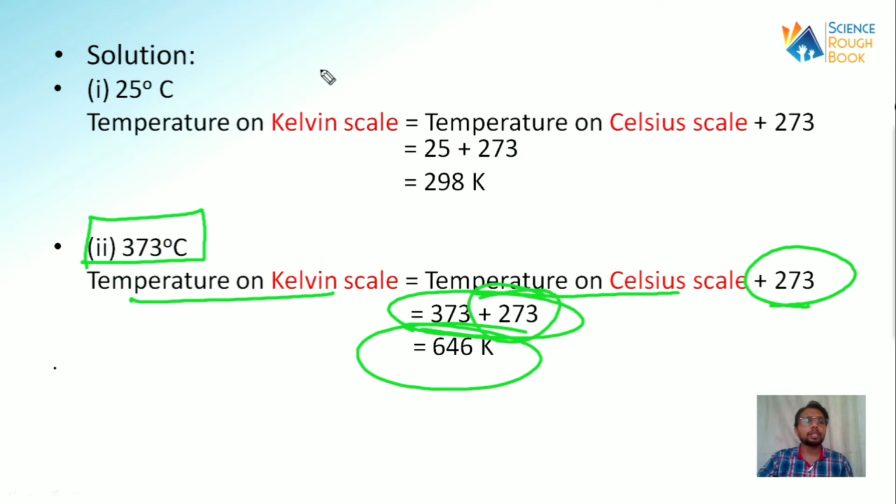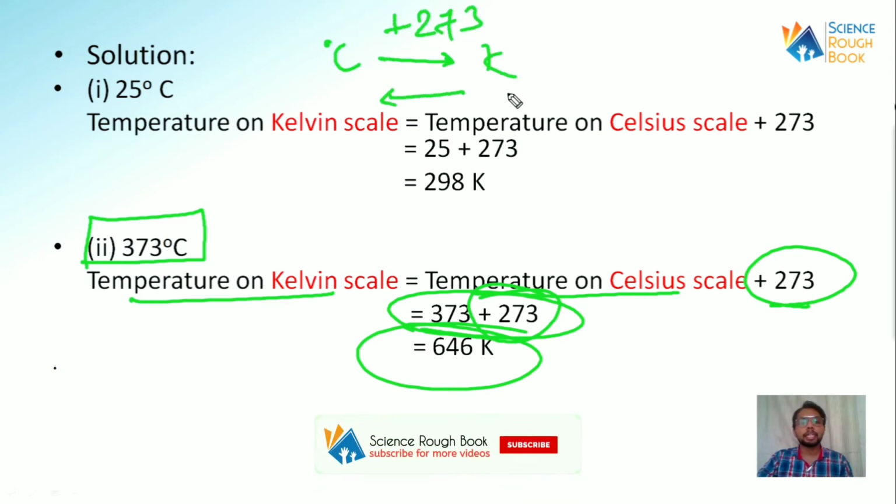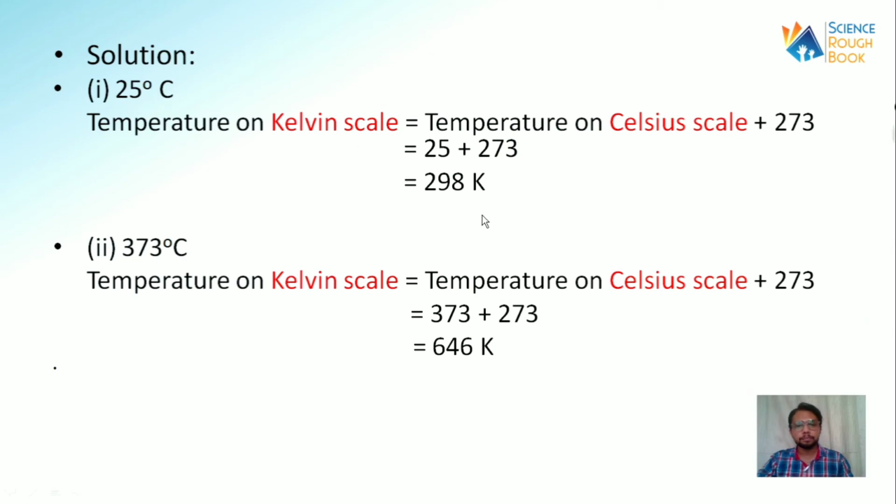So whenever you are converting from degree Celsius to Kelvin, you have to add 273, and when you are converting from Kelvin to degree Celsius, you have to subtract 273. That is the ultimate formula. Okay, now comes the next one.